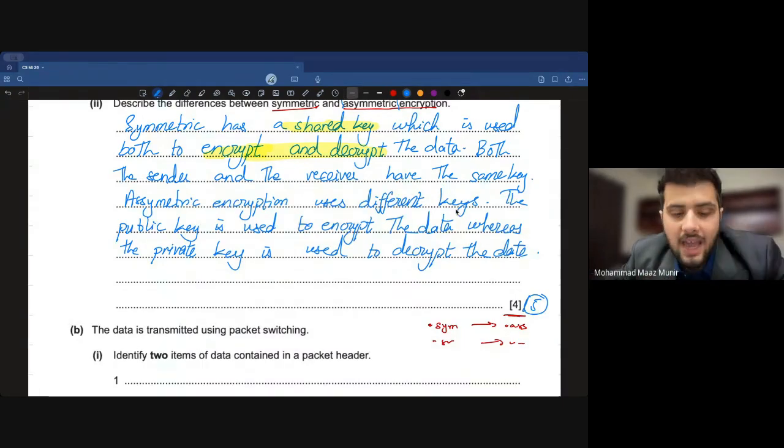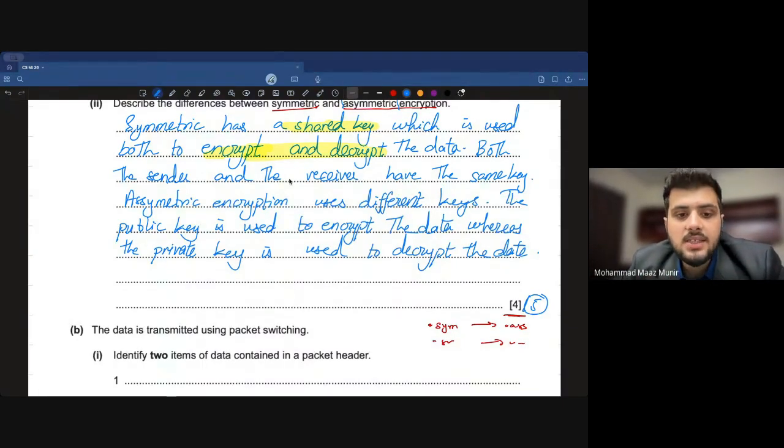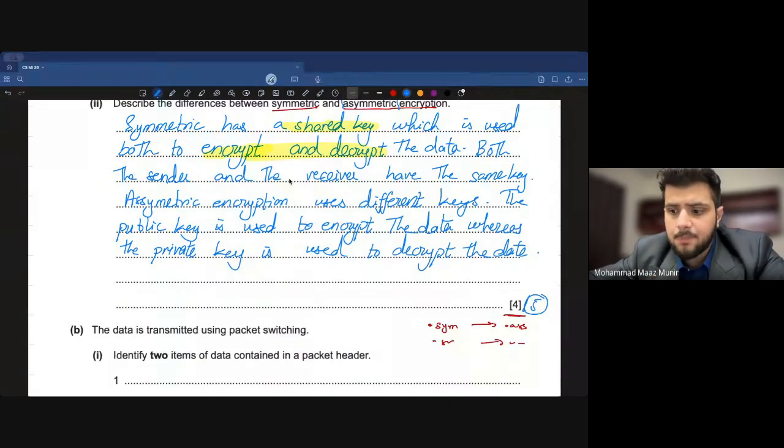But if I want an extra point, I can also write that in asymmetric encryption, the sender and the receiver have different keys, and the sender uses the public key, whereas the receiver uses the private key.